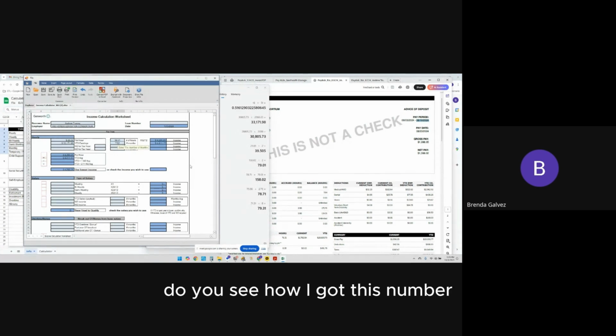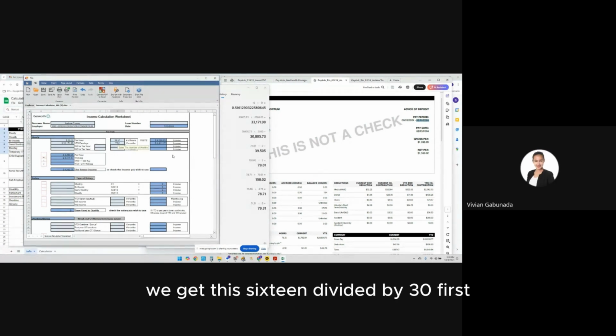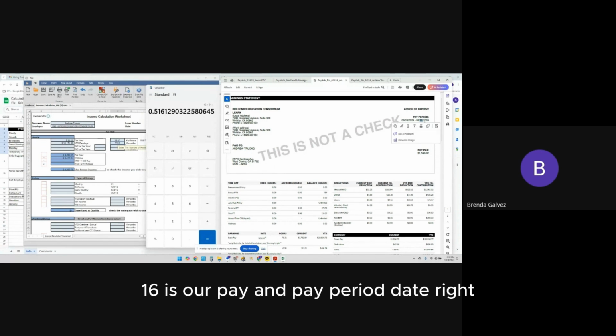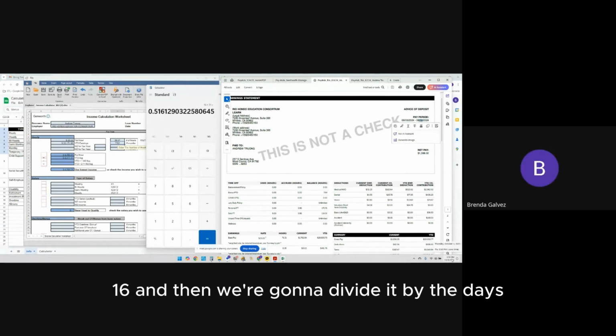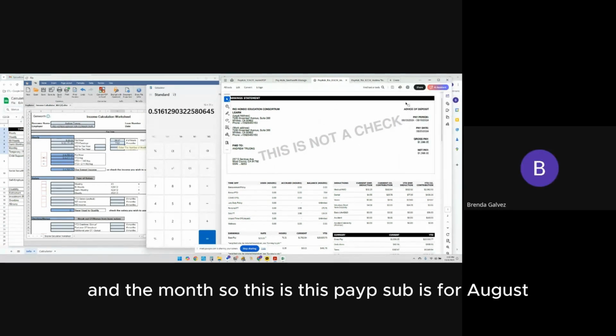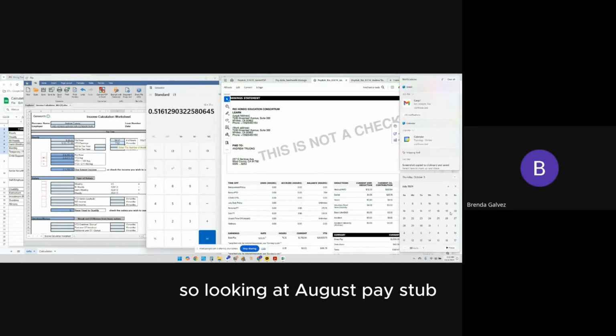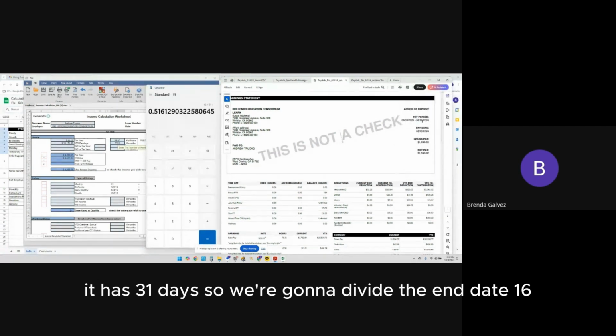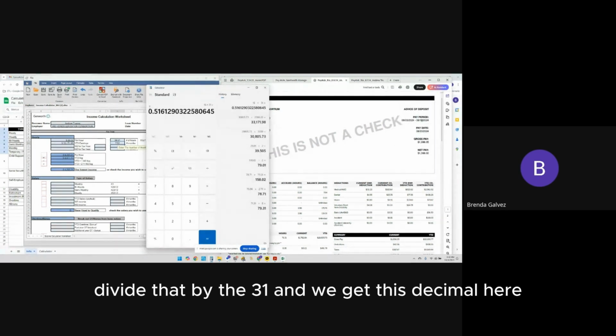Do you see how I got this number? Do you have any questions? We get the 16th divided by 31. Again, 16 is our pay period date, right? And then we're going to divide it by the days in the month. So this pay stub is for August, and August has 31 days. So we're going to divide the end date 16 by the 31, and we get this decimal here.